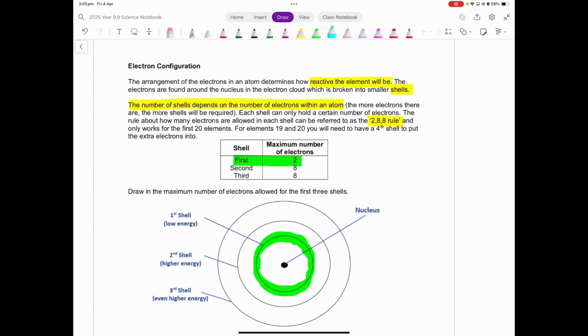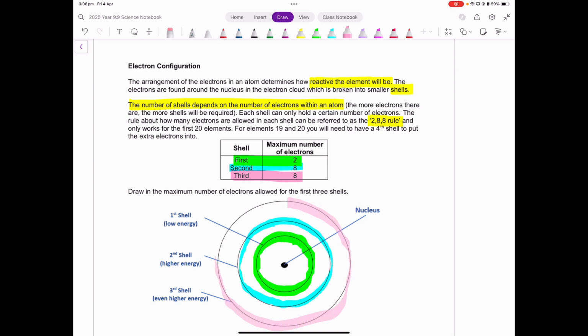And the second shell can only fit a maximum of 8 electrons. So this is my second shell here. The third and final shell can also fit 8 electrons. So let's imagine now I had a total of 13 electrons. 2 of the 13 would go in the inner shell. 8 of the 13 would go in the second shell. So how many would be left in the most outside shell? 3. Giving us a total of 13 electrons.